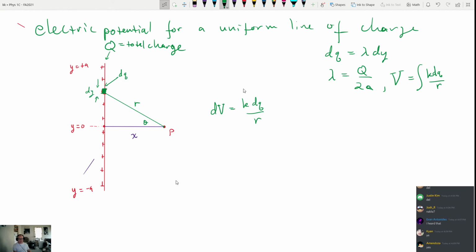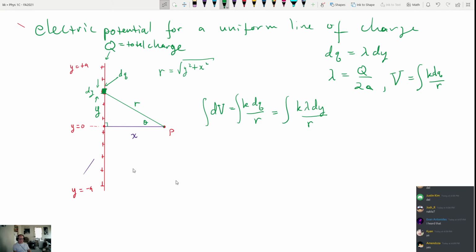And all we need to do is to find a way to replace variables so we can integrate over the entire object. Ideally, we'd probably want to get something in terms of y or theta or something like that. So we replace dq with k times lambda dy over r. And now we have y and we have r. We need to probably do something about getting a theta in here, or we could just write r in terms of y. That might work. So we also know that r is equal to the square root of y squared plus x squared.